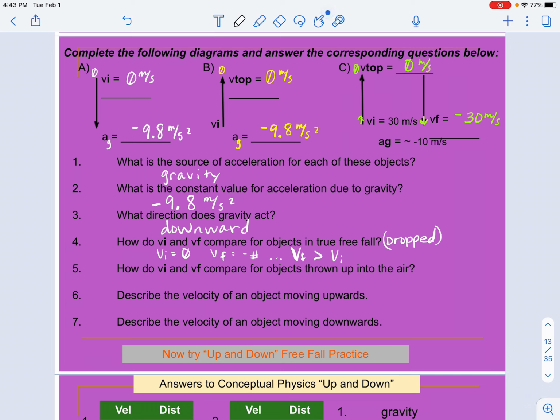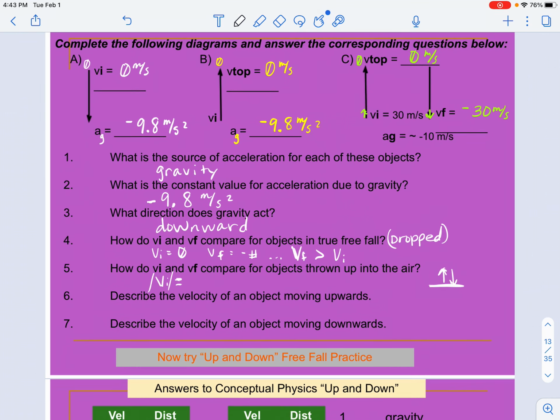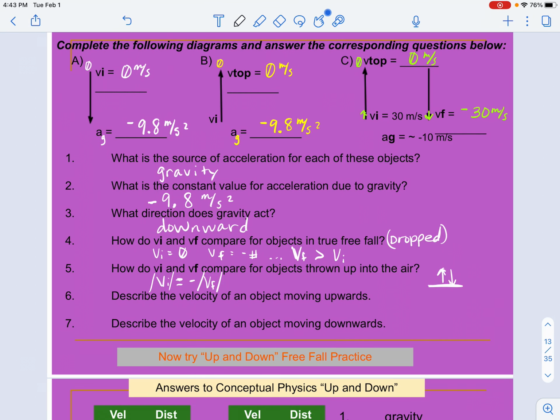How do VI and VF compare for objects that are thrown straight up into the air? Well, we need a little bit of clarification here. If the question is asking me to let the object go up and then come back down to that same vertical position, then my VI and my VF would be the same magnitude, but my final velocity would be negative because it's in the downward direction. So same magnitude, but negative for the VF.